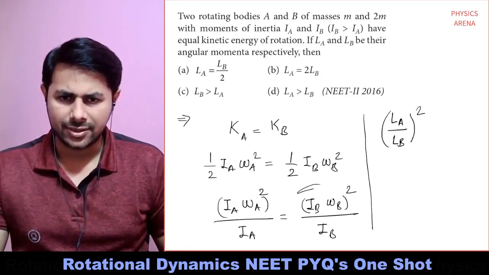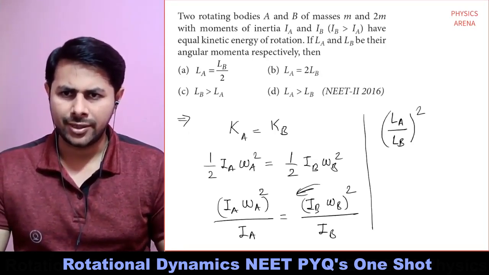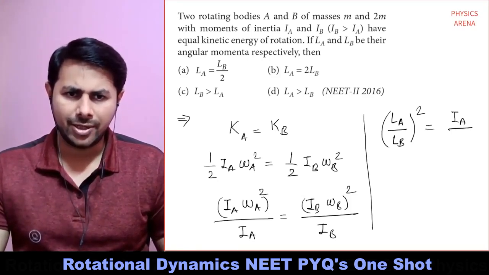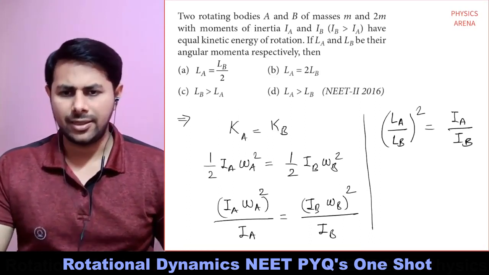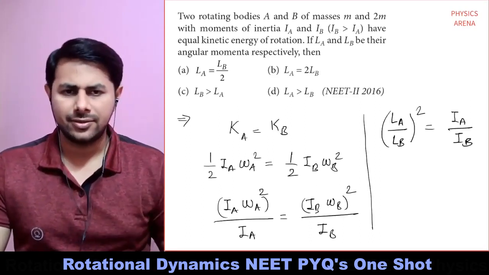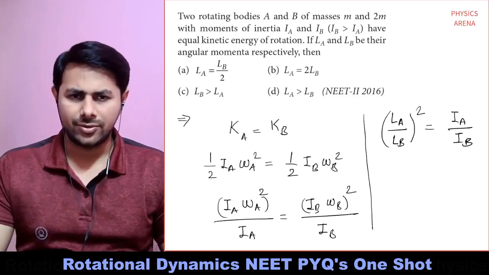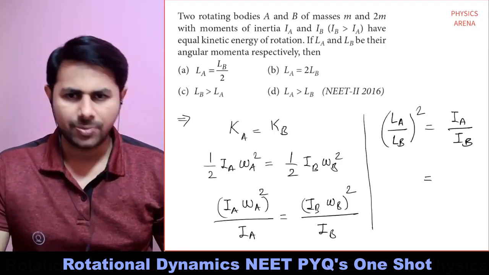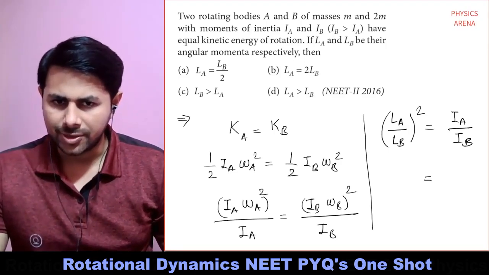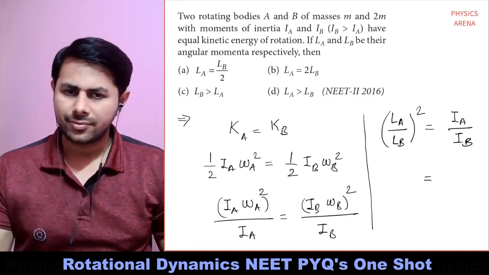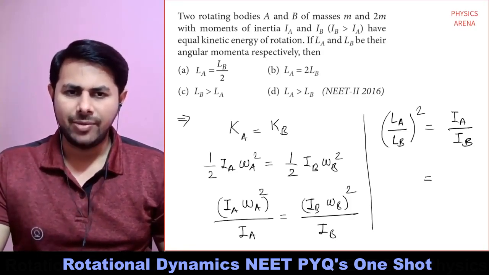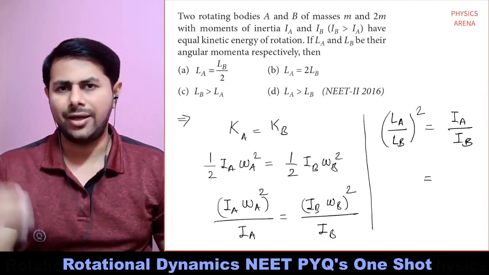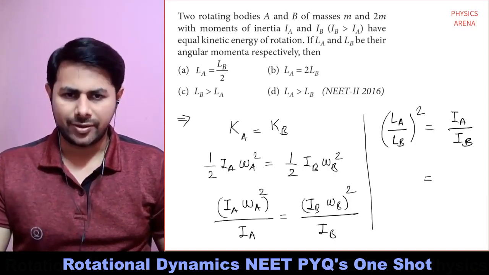Then you can write La by Lb square, taking this on the other side, equal to Ia upon Ib. If you take this Ia on the right hand side, now if you take square root, it will be square root of Ia by Ib. You answer option C. What is option C? Lb is greater than La. Exactly. Because Ib is greater than Ia, you have La upon Lb square equals Ia upon Ib. So this thing will be less than 1.